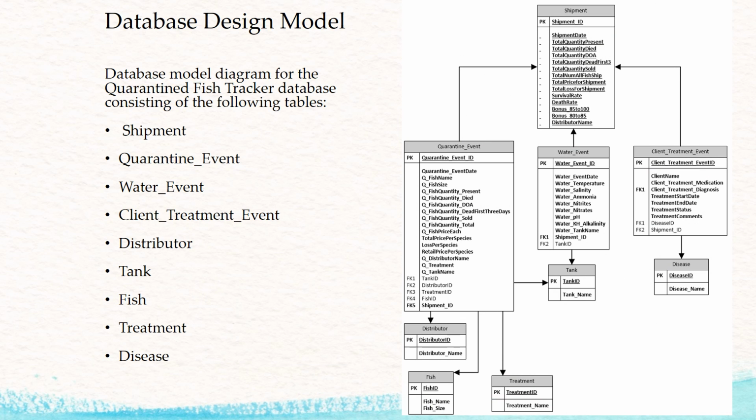This is the database model diagram for the quarantine fish tracker. The three tiers and the relationships are clearly demonstrated in the diagram. The diagram consists of the following tables: shipment, quarantine event, water event, client treatment event, distributor, tank, fish, treatment, and disease tables. The diagram shows the primary keys, foreign keys, and all the fields in each table.